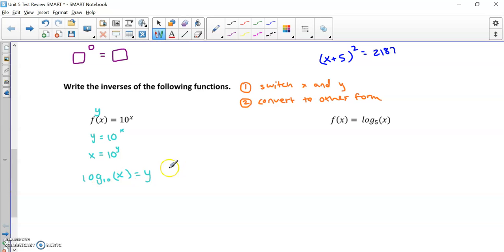And when you do this, you should always end up with y on this side of the equal sign when you're finding an inverse like that. So if you don't end up with y over here, that's your indicator that you did something incorrectly.